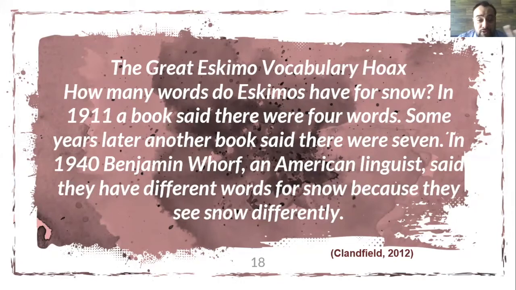And if you read this short text, this is just like the subtitle of the text. Blah, blah, blah, how many words do Eskimos have for snow? And it says, in 1940, Benjamin Whorf, an American linguist, said they have different words for snow because they see snow differently. I think it's a great example of the third form of othering, in which knowledge comes from the center. Knowledge comes from the powerful in this case.